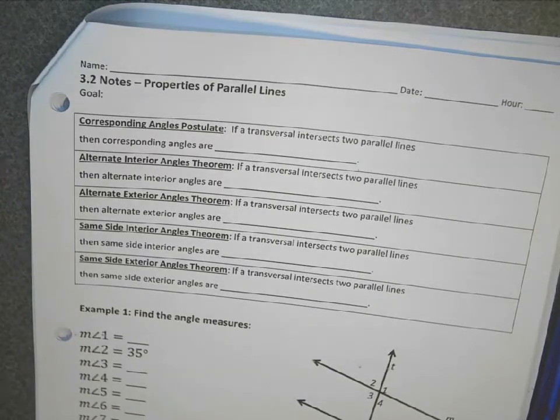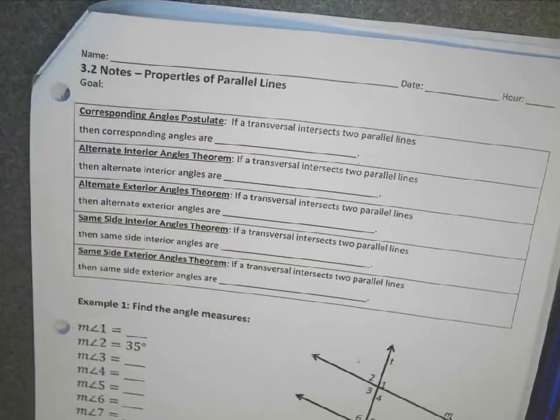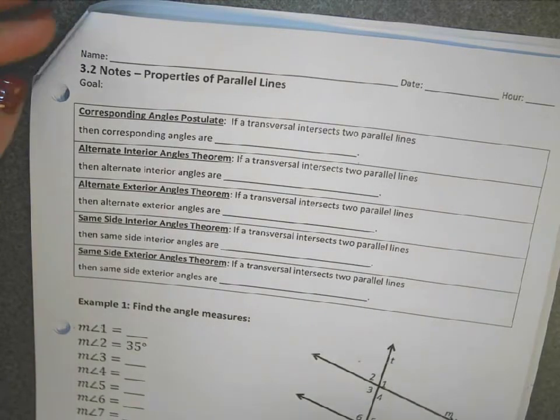3.2 are properties of parallel lines. So we're still going to be working with two lines and a transversal, but now the two lines are going to be parallel. So our goal today is going to be to identify conjectures of parallel lines in a transversal.